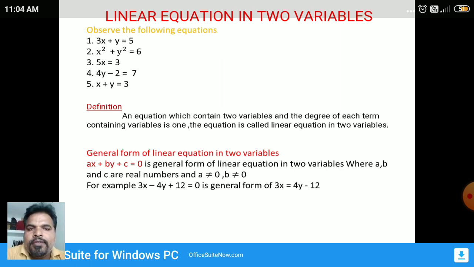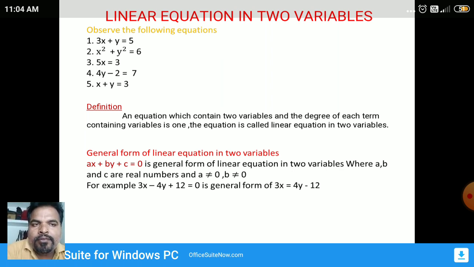Now we learn the general form of linear equation in two variables. ax plus by plus c is equal to 0 is the general form of a linear equation in two variables, where a, b and c are real numbers, and the condition is that a is not equal to 0, b is not equal to 0. For example, 3x minus 4y plus 12 is equal to 0 is the general form of 3x is equal to 4y minus 12.